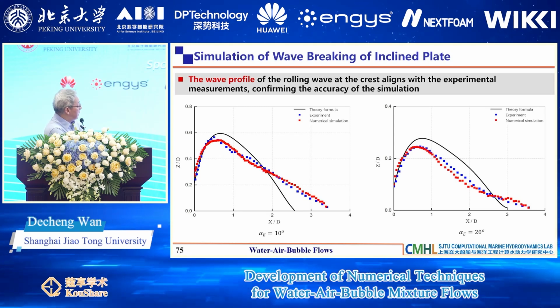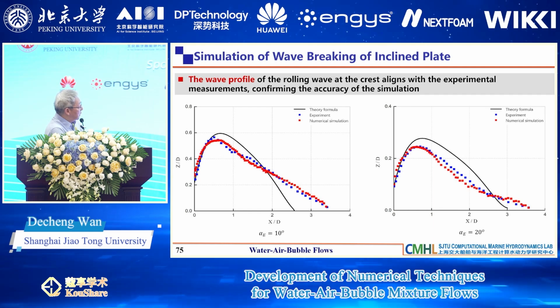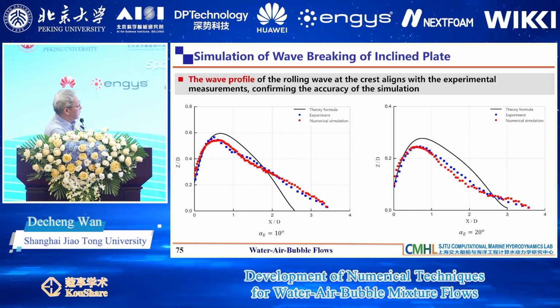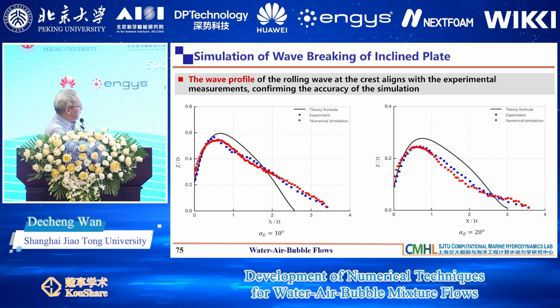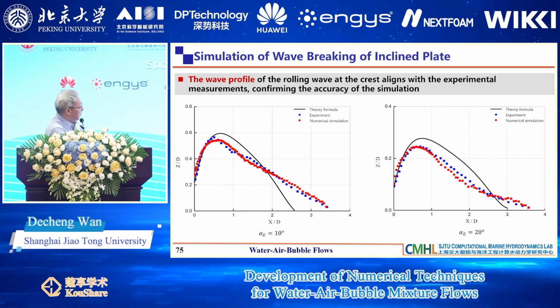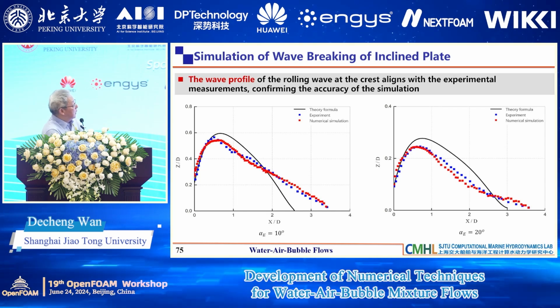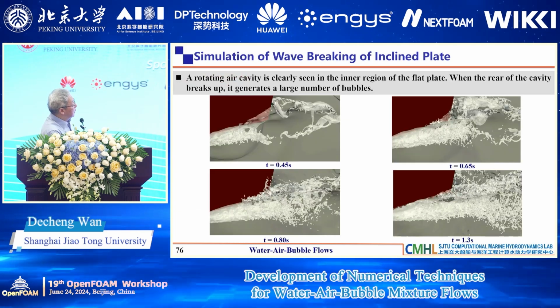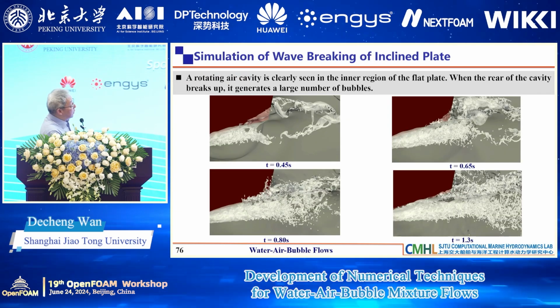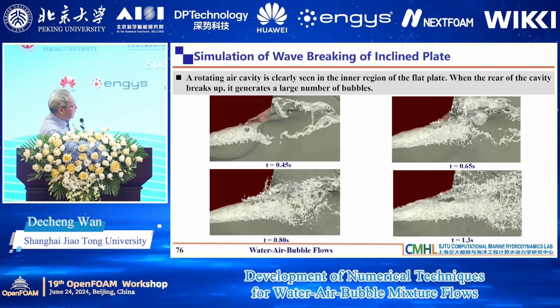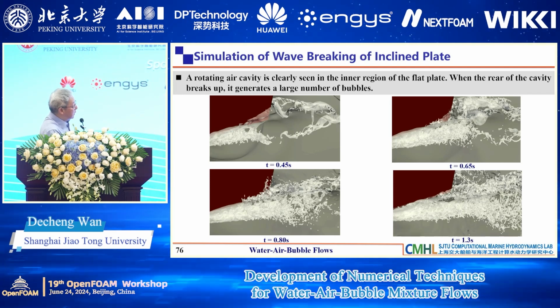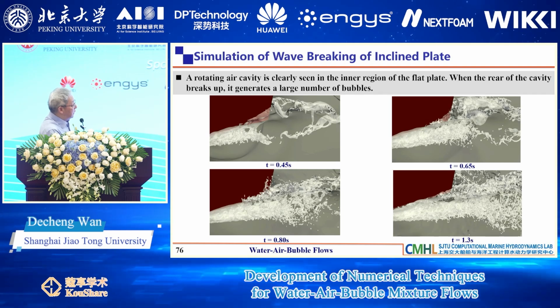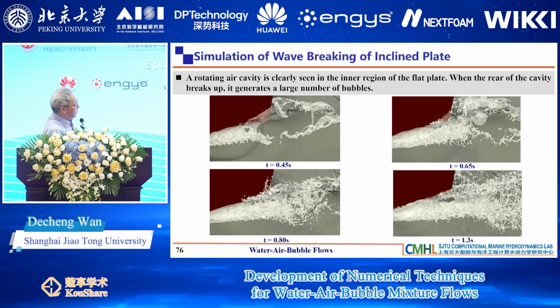You can see that this is over the numerical result. This is an experiment. This is a series predict. So you can see, we can get a very good result compared to the numerical result. And also we can see the flow structure, especially the turbulent structure in this mixture flow.